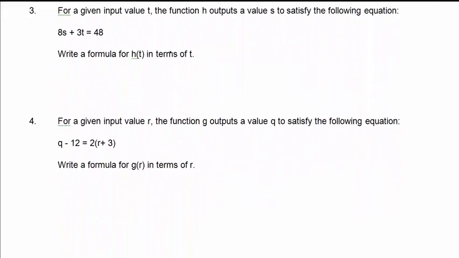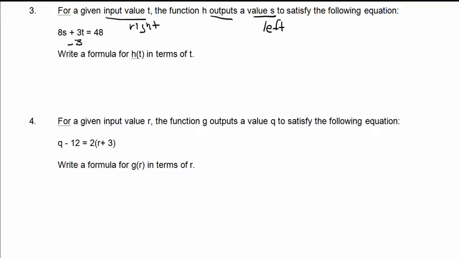For a given input value t, the function h outputs a value s to satisfy the following equation: 8s plus 3t equals 48. Write a formula for h of t in terms of t. Our output value, that goes on the left. Everything else, including our input values, are going to go on the right. So in this problem, s is our output value. We're going to leave the 8s there, but we don't want that 3t here, so we will get rid of it. It says plus 3t.